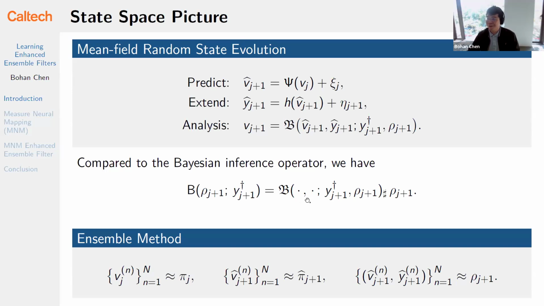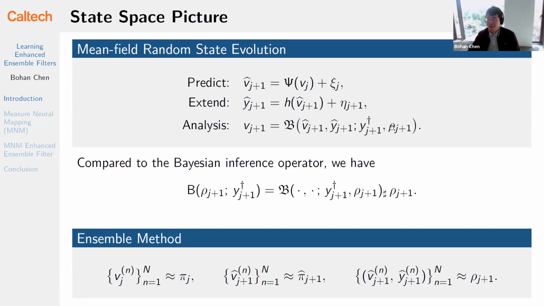Any question here? I'm not sure if this is clear to you. I didn't put the exact definition of the push forward operator here, but it's just like I push forward the density to another space. And based on this mean field state evolution, people consider the ensemble method.